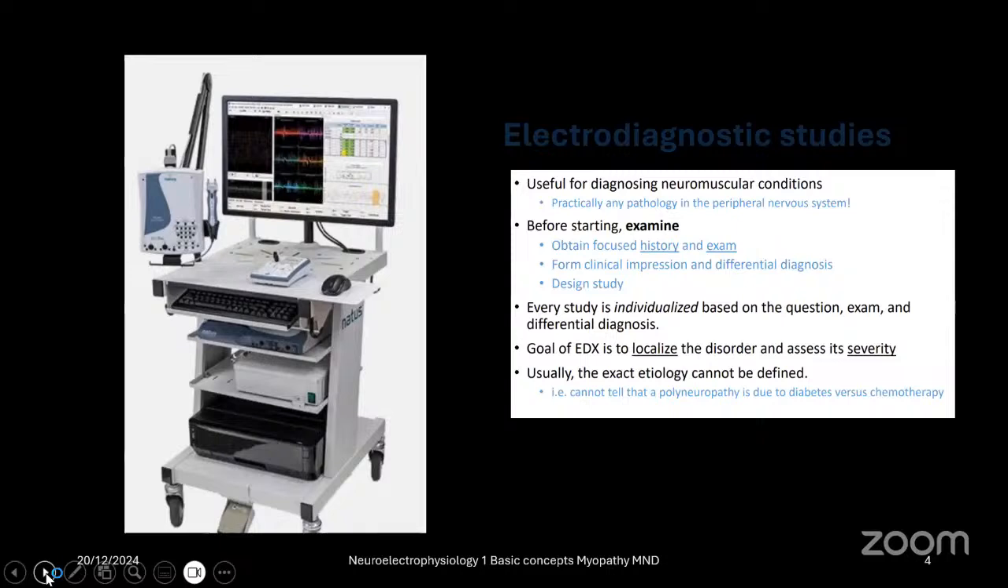The electrodiagnostic machines you are all very much familiar with. It's useful for diagnosing neuromuscular conditions, practically any pathology in the peripheral nervous system. Before starting, obtain a focused history and examination. The clinical impression and differential diagnosis you think of in your mind before you set up your study. And you design a study of what I'm going to do in the upper limb, what I'm going to do in the lower limb, what the nerves are: is it median, ulnar, radial, brachial plexus, superficial peroneal, or posterior tibial. Like that you study.